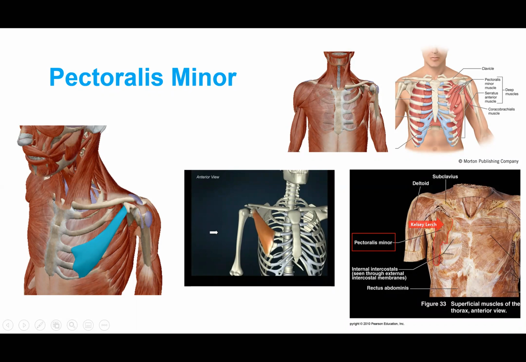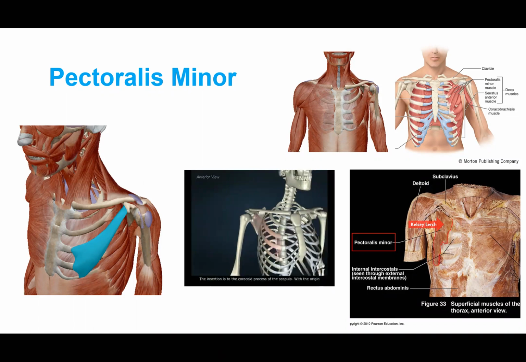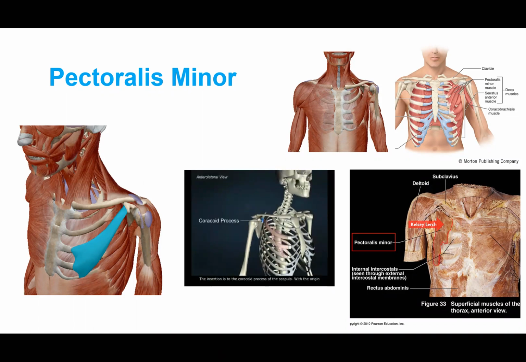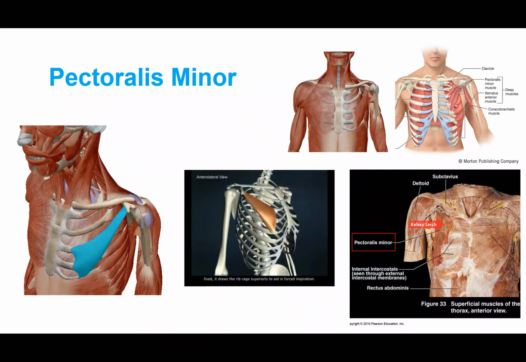The origins of pectoralis minor are from ribs 3 through 5. The insertion is to the coracoid process of the scapula. With the origin fixed, pectoralis minor tilts the scapula anteriorly. With the insertion fixed, it draws the rib cage superiorly to aid in forced inspiration. It is innervated by the pectoral nerve.